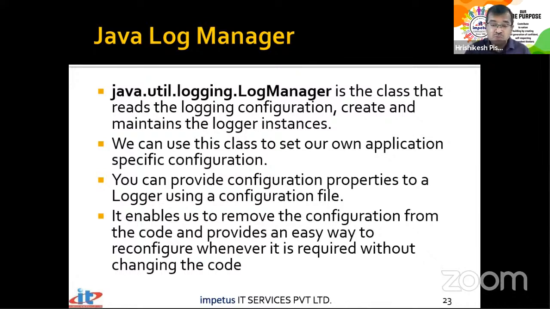It enables us to remove configuration from the code. That means the configuration details as to how the logging architecture is to be set up will not be present inside the code, rather it will be stored outside in a file. It enables us to remove the configuration from the code and provide an easy way to reconfigure whenever required without changing the code. Say I have to change the logger from file handler to socket handler. Earlier, I was dumping the data into a file on some location. Now I want to send it over the network on a port socket.